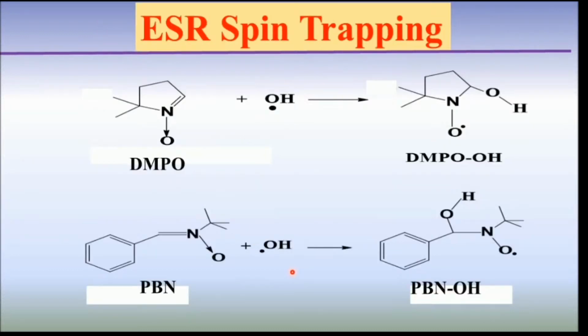Free radicals are produced in our body in large excess when you suffer from ischemia, heart attack, or any cardiac diseases, neurodegenerative diseases. They cannot be studied directly by using ESR. So nitrones, DMPO, or simple organic compounds react with the radicals. The adducts can be studied by EPR.